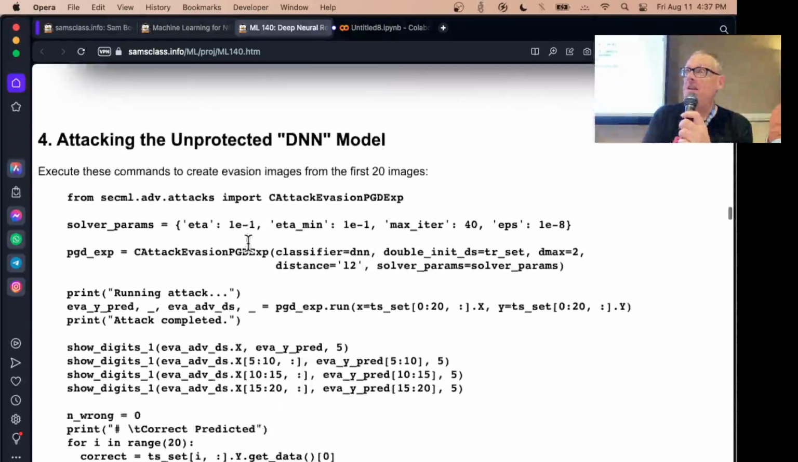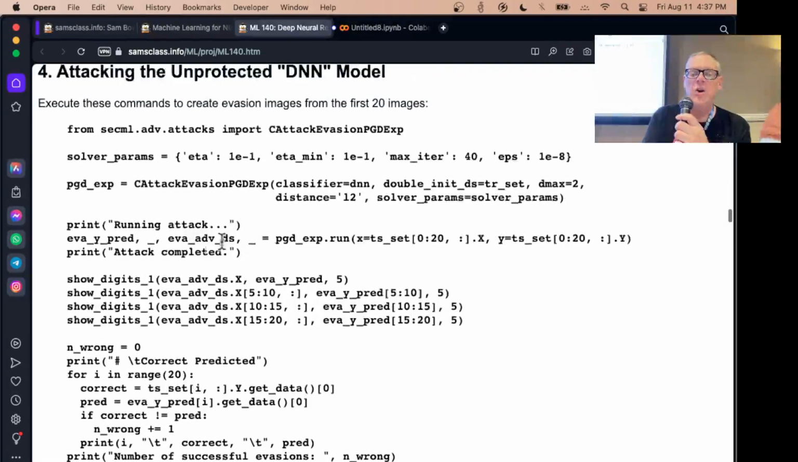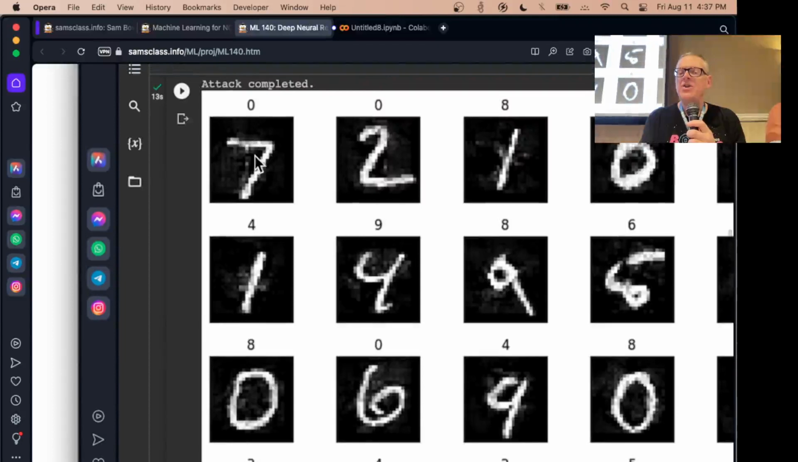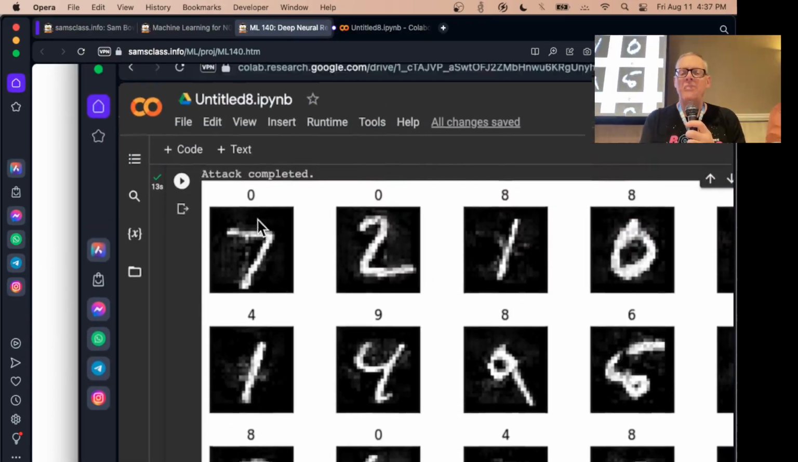Now we can attack it with an evasion attack like we did before. We run C attack evasion PGD-EXP, which is one of the mathematical algorithms to figure out exactly which dots to change to poison it. And so you run the attack, and here's the poisoned images, which you can see they've got this snow on them now, and it's going to get them all wrong.